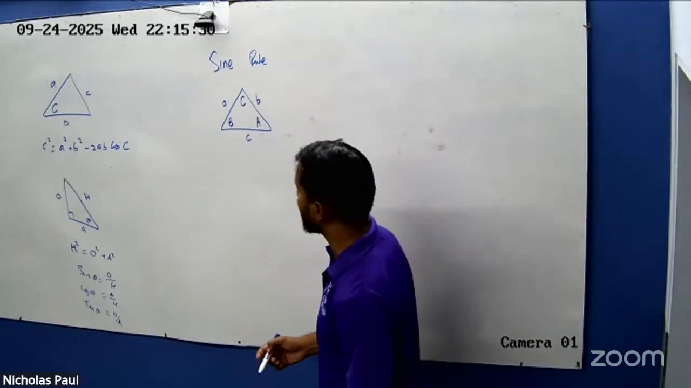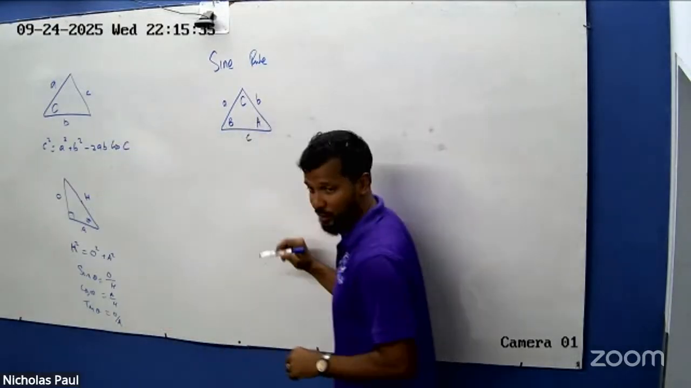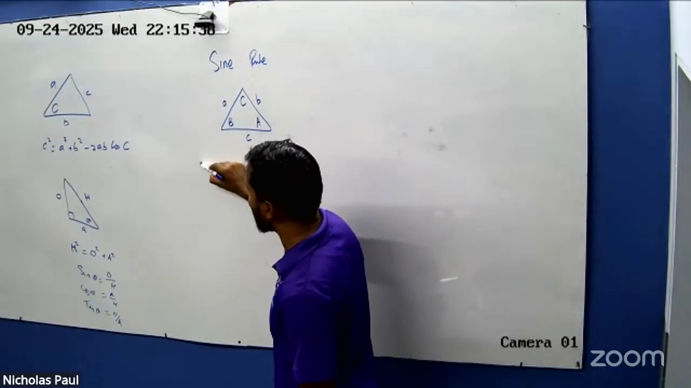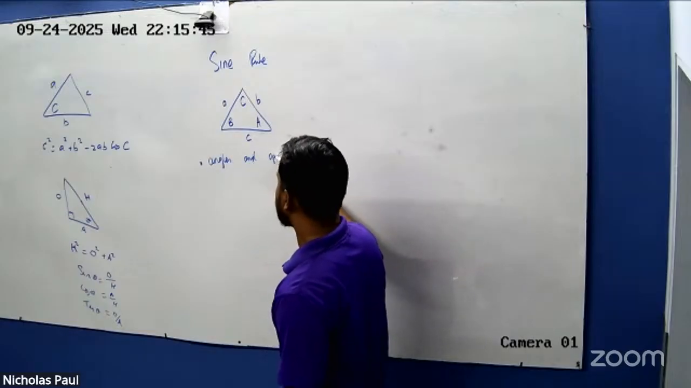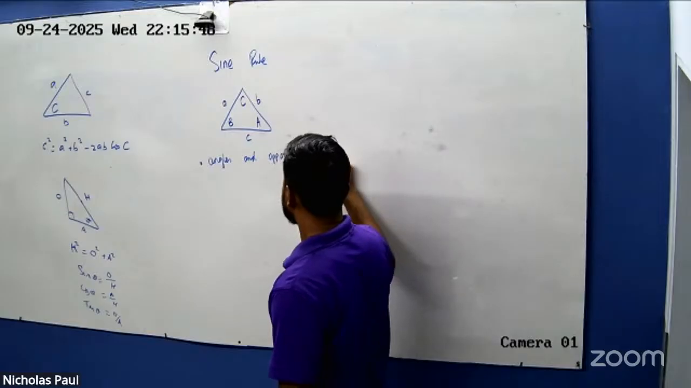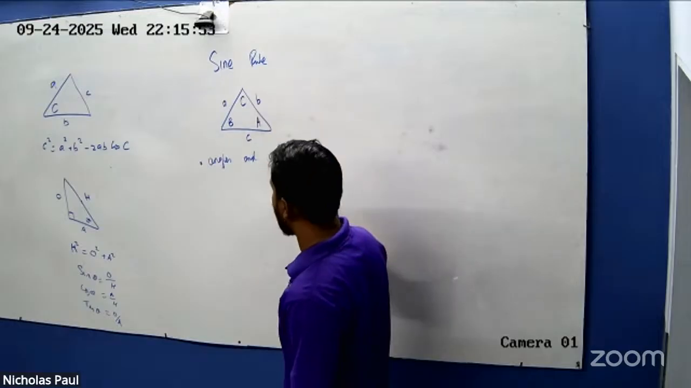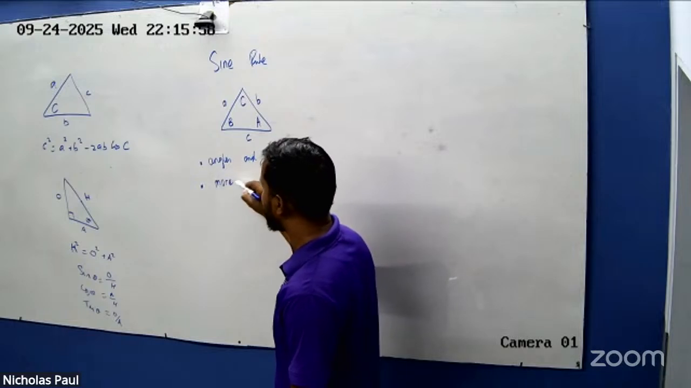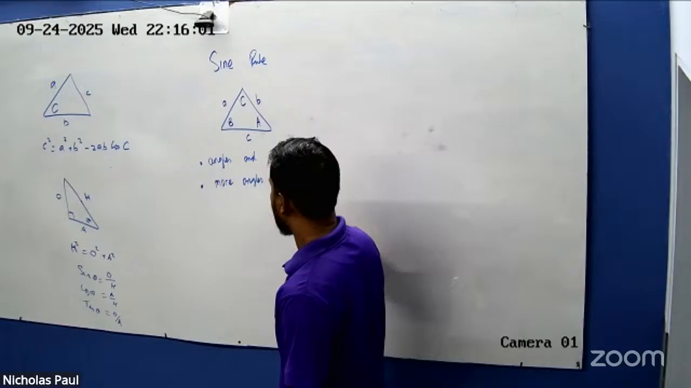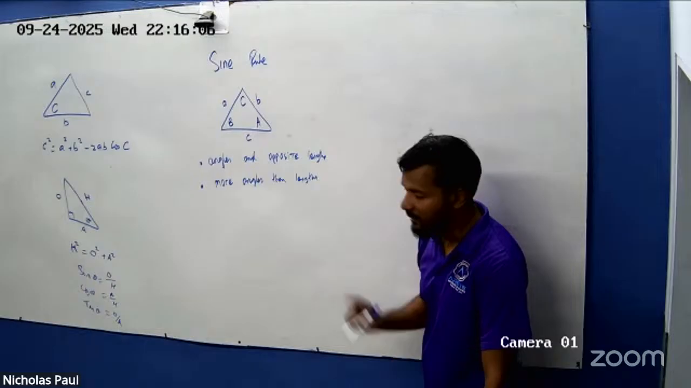When do you use sine rule now? Sine rule obviously is when you don't have these conditions. So to use sine rule, these are the conditions. Number one, you must have angles and opposite lengths. Right? Once you have angle, opposite length, sine rule. The next condition is if you have more angles than lengths. So if you recognize the question has more angles than lengths, sine rule.